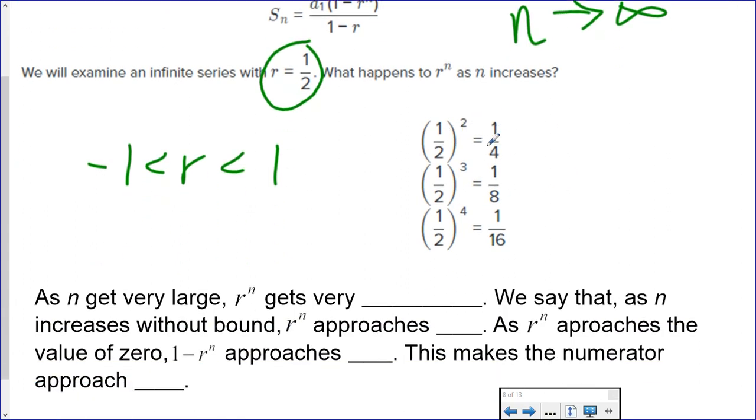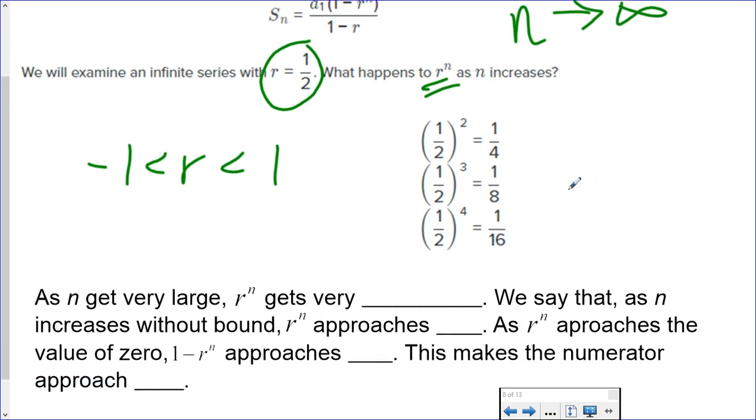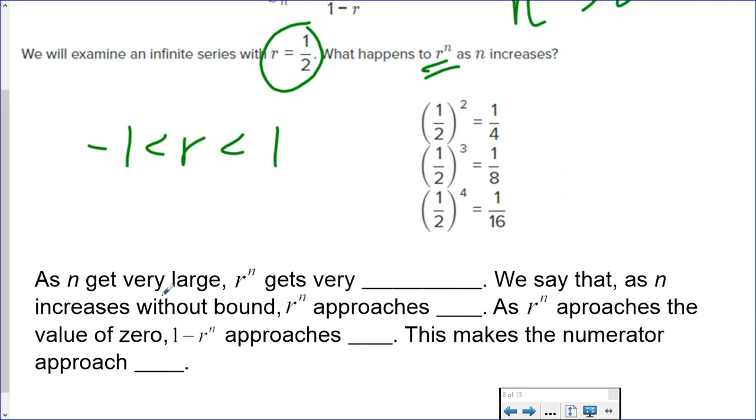So we got a fourth when we square a half, because right now we're just taking a look at r to the n and see what happens as n gets very big or approaches infinity. So as we keep raising 1/2 to a larger and larger power, as n gets very large, what happens to r to the power of n? Well, it's going to get very small, because the next one is 1/32, then 1/64.